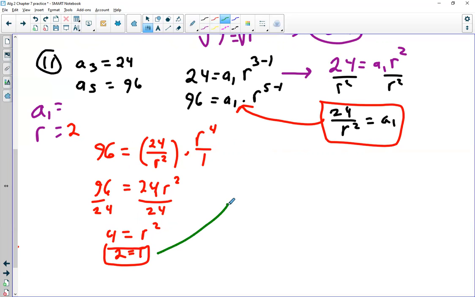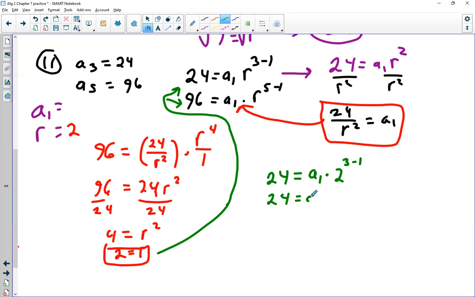What formula are we using? The one that says AN equals A1 times R to the n minus 1. Those are the formulas you need to know, but the methods are pretty particular. So now you take your R and plug it into either one. It doesn't matter which one. I'll plug it into the top one because we have smaller numbers. So 24 equals A1, which I still don't know, times 2 to the 3 minus 1. 24 equals A1 times 2 squared. I just put in the R.